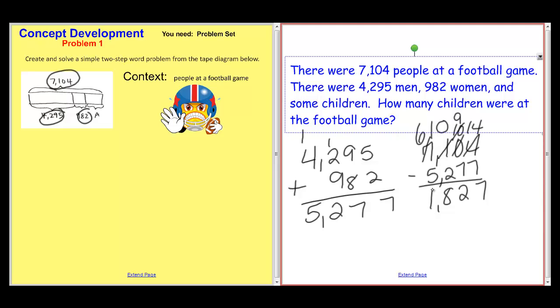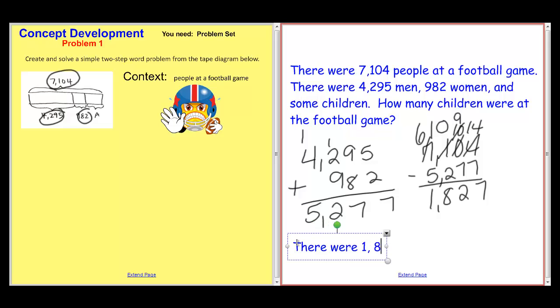So my answer is, I'm going to go ahead and type this too. My answer is there were 1,827 children at the football game.